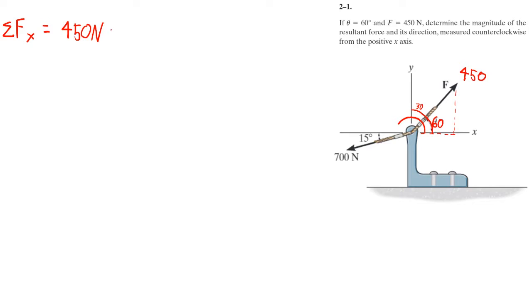But enough bantering. We got cosine of 60. Or again, this could be sine of 30. And that's going to be positive because this is pointing in the positive x direction. Our next one, as you can see, negative. The x is in the negative direction. So we write, again, our magnitude 700 newtons, then our cosine of 15 degrees.